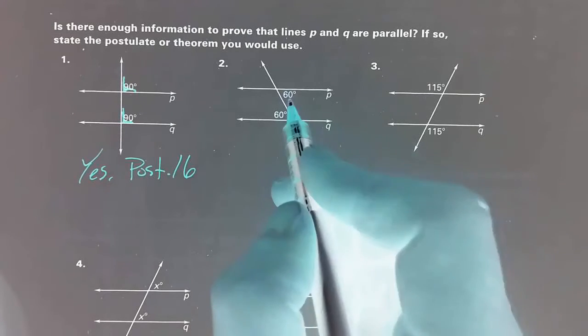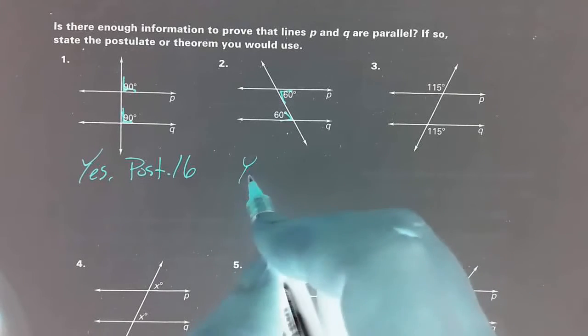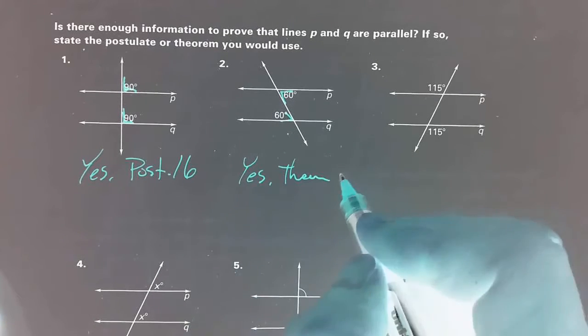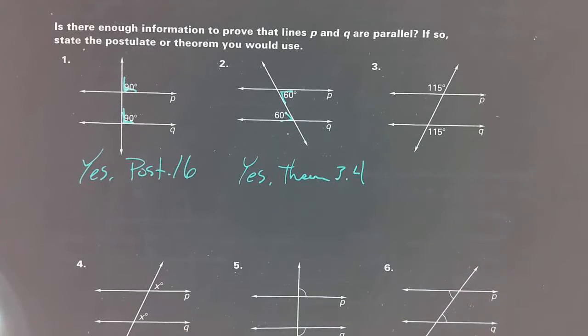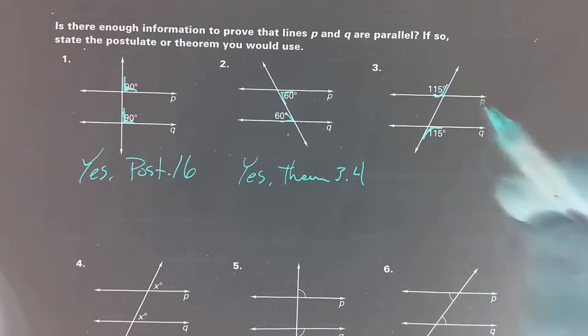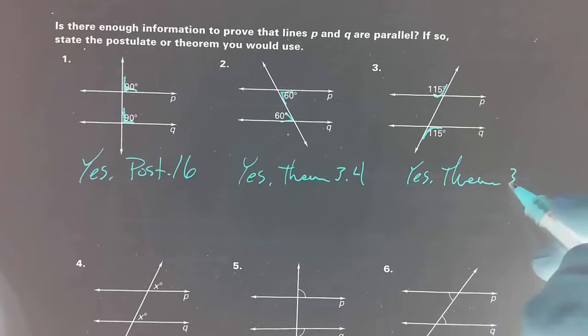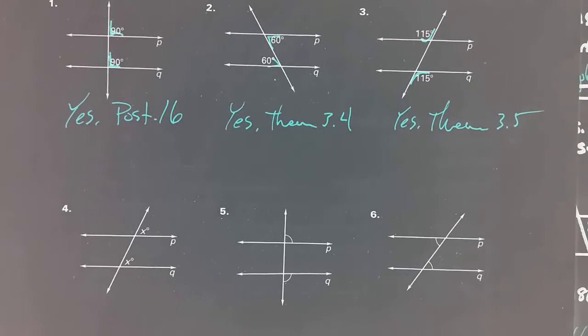Number two, what kind of special pair of angles do we have here? They're both 60 degrees. So is that enough information to say the lines are parallel? Yep. By what postulate or theorem? Theorem 3.4 says if the alternate interior angles are congruent, the lines are parallel. What about number three? What kind of angles are these? Alternate exteriors, they're congruent. Do the lines have to be parallel? By 3.5, those have to be. You try 4, 5, and 6. It could be no. Oh, we got tricked.